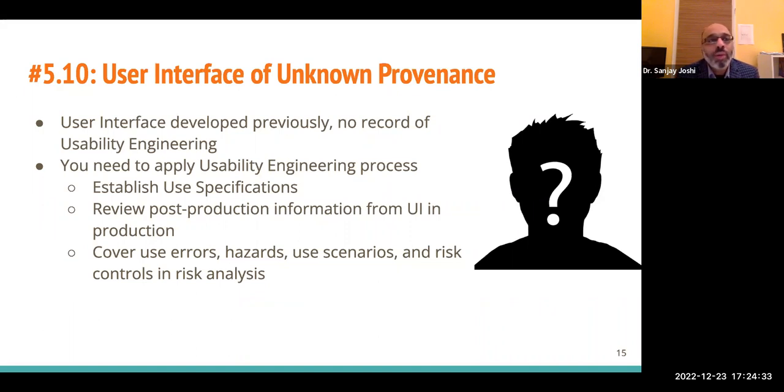Now, this could be in the form of, the one example I can think of is, if you are going to use, let's say, a thermometer that is used by somebody else as part of your device. Now the thermometer already exists, but suppose they don't have any record of usability engineering, but there are a lot of reports from the user that it just stops working. You need to review all that in your production, and then you need to cover the use error, hazard, use scenarios, and all that stuff in your risk analysis. So again, as I said, it's rare to see this happen, but there could be situations where this does happen.